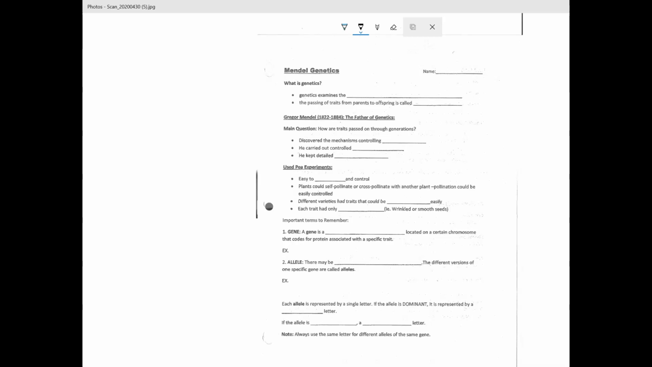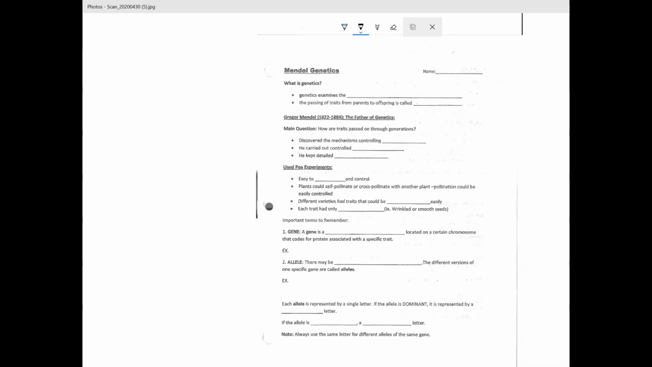Hi guys. I just wanted to go over this review of Mendelian genetics with you. I want to give you the answers to the worksheet that I posted in the Google Classroom.